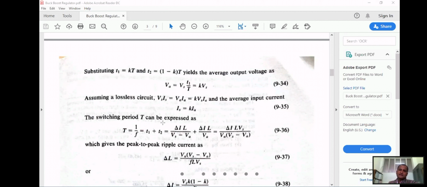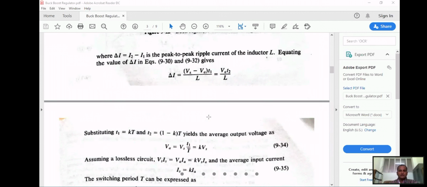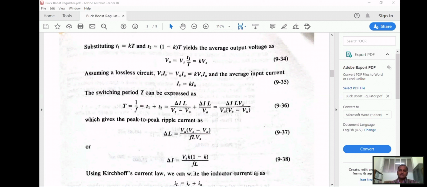Now the switching period T is expressed as T equals 1 by F, which is equal to T1 plus T2. So the total time period T is equal to T1 plus T2. If we add the T1 and T2 that we found from here, then you will get del I L equals Vs divided by Va into (Vs minus Va). Here Va can be changed in terms of Vs.